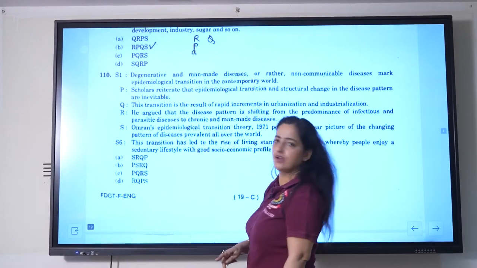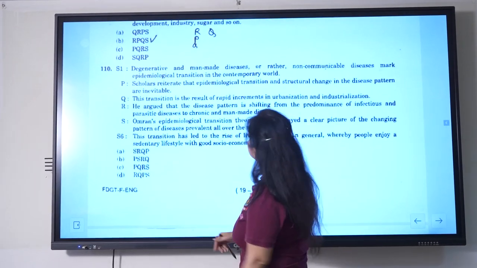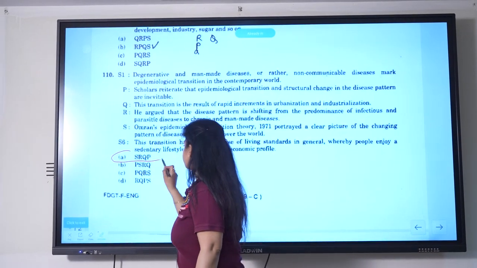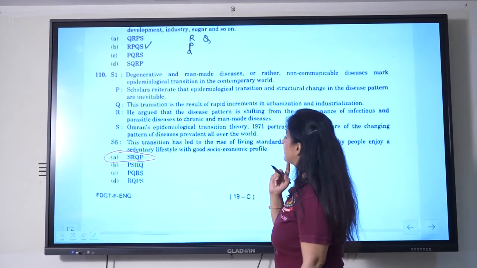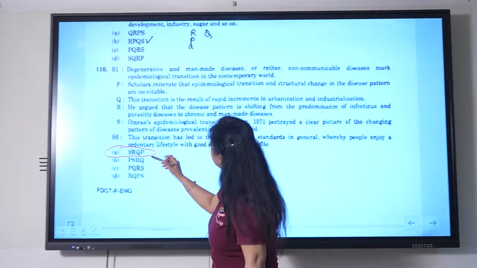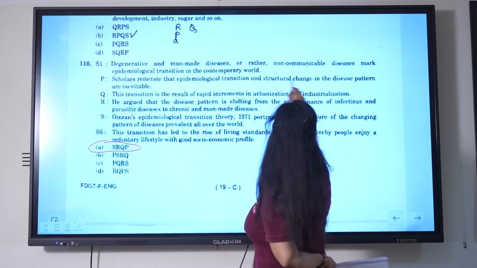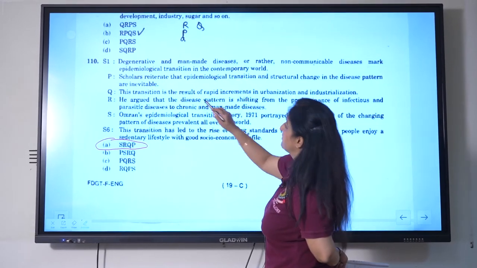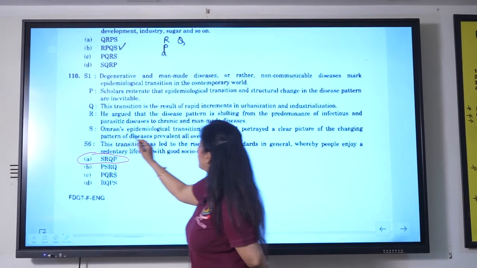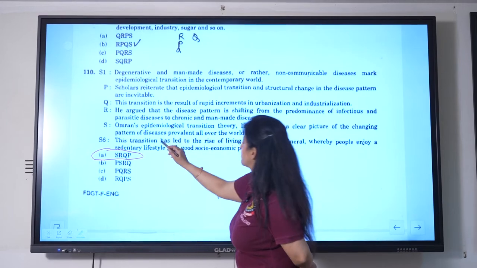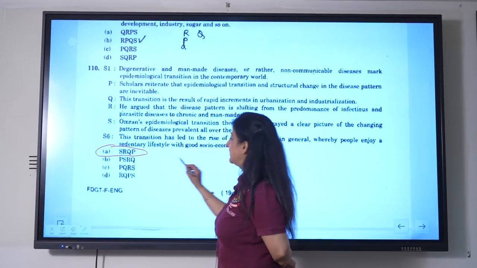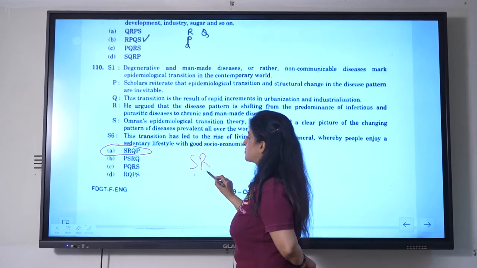Alright, last one. Okay, question 110, degenerative, and this one, the answer is alpha. Degenerative and man-made diseases. Do not confuse, bravo, I can rule that out for you. You know why? Because here it says degenerative diseases mark epidemiological transition. So here S says Omron's transition theory portrayed this, and then it says he argued that. So who is this he? So this is going, S and R go together.